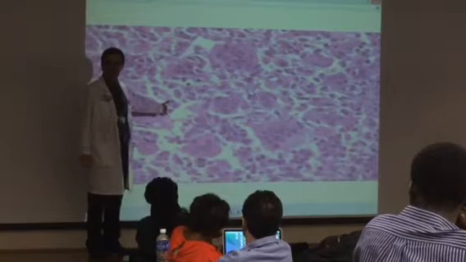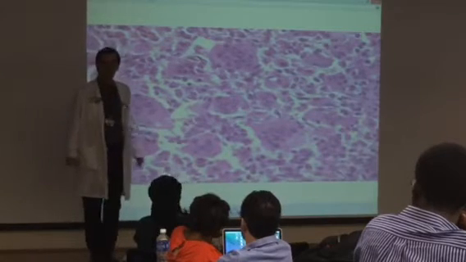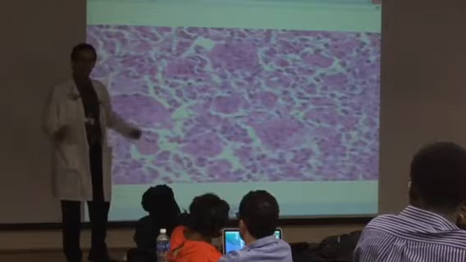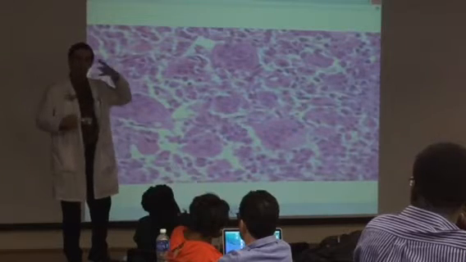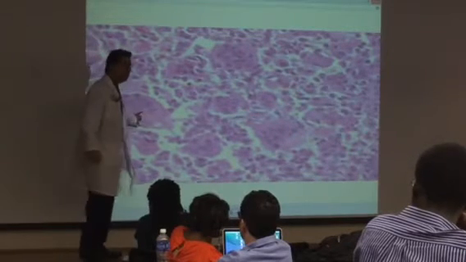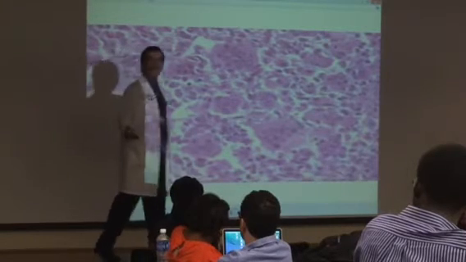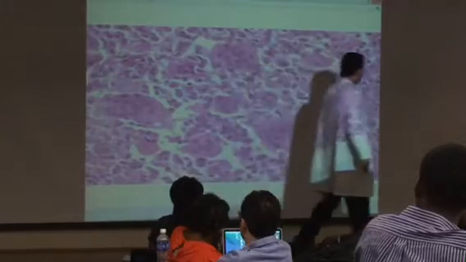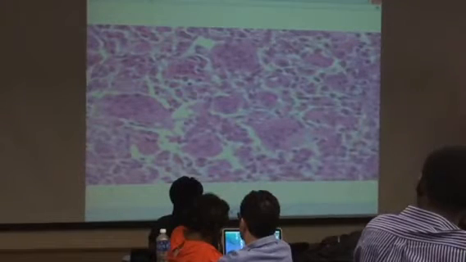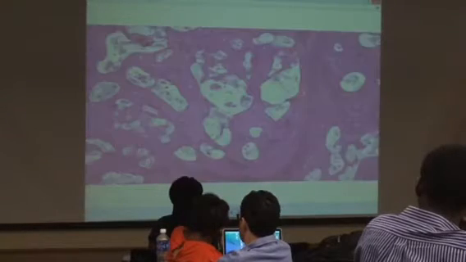lot of RANK L. And remember what RANK L does. RANK L attaches to the RANK and activates osteoclasts. So it's really these osteoclasts that you always see in giant cell tumor, but they are kind of activated or reactive osteoclasts to these individual mononuclear cells, which are the really neoplastic cells.